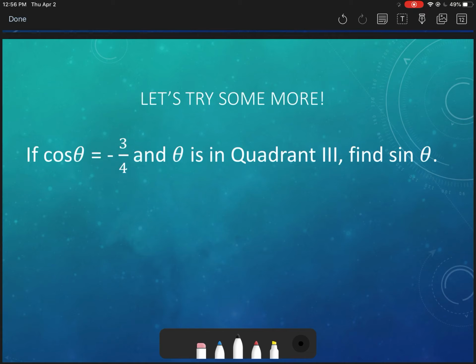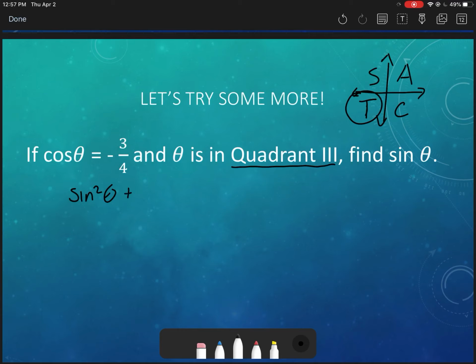All right, here we have another one. If cosine of theta is equal to -3/4 and theta is in quadrant 3, find the sine of theta. So quadrant 3, if you need to jot this down on the side to guide you, All Students Take Calculus. In quadrant 3, tangent is the only positive value, so sine is going to have to be negative. We'll start with sine squared theta plus cosine squared theta equals 1. Replace cosine with -3/4. We want to square that.